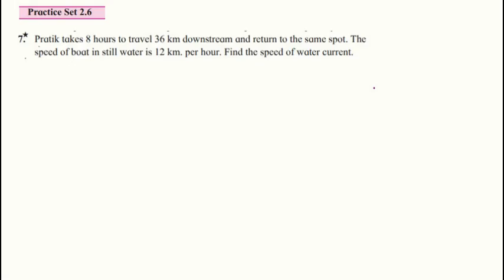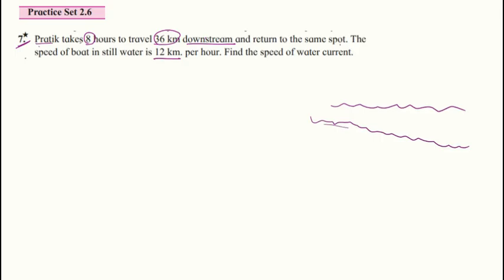Practice set 2.6, question number 7. Pratik takes 8 hours to travel 36 km downstream and return to the same spot. The speed of boat in still water is 12 km per hour. So what is this downstream? Downstream means it is like a river, flowing from upwards to downwards. So Pratik is the person who is taking 8 hours to travel 36 kilometer downstream.